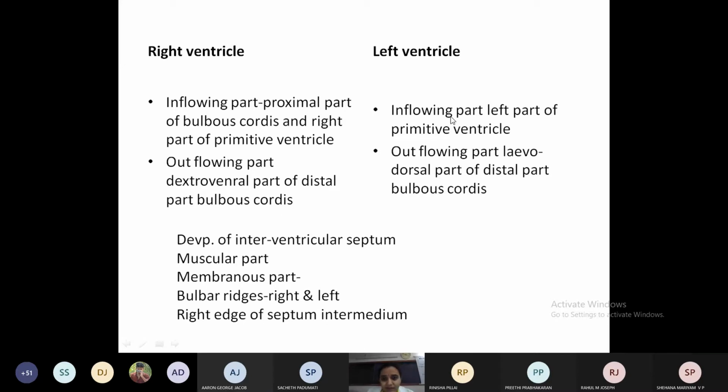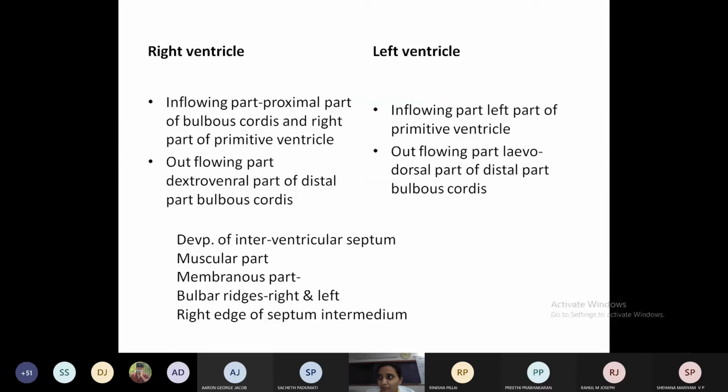On the left side, the inflowing part is formed by left part of the primitive ventricle. Then outflowing part is formed by levodorsal. Levo is left, dextro is right. Okay. Right ventral part, left dorsal part of distal part of bulbus cordis. Then development of interventricular septum, muscular part, passive intaking of the wall. Membranous part is by the bulbar ridges, right and left, and right edge of the septum intermedium.